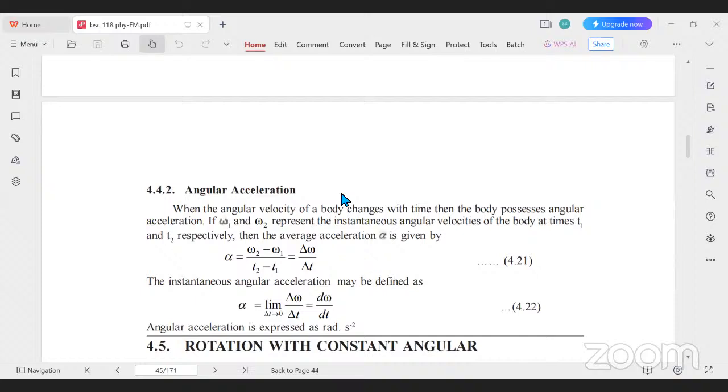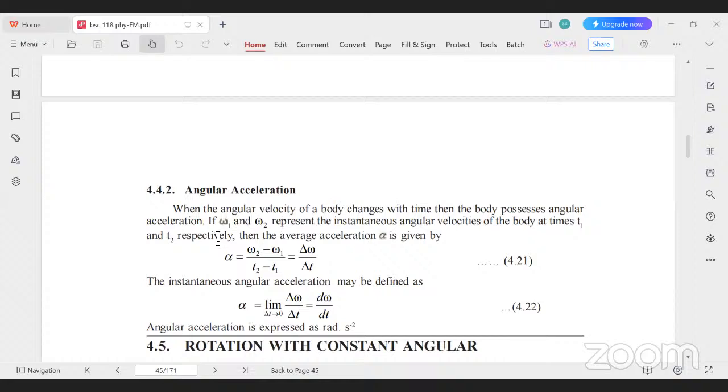So, angular acceleration. We know velocity and displacement, now acceleration. How is the body moving from one place as it rotates? I am talking about a wheel. How is the wheel rotating? Acceleration is nothing but moving from one place to another according to time. When the angular velocity of a body changes with time, the body possesses angular acceleration.